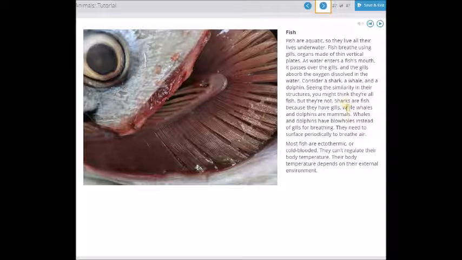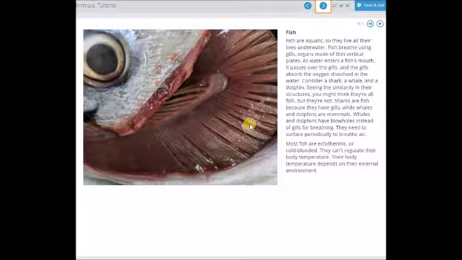Now consider a shark, a whale, and a dolphin. Seeing the similarity in their structures, you'd think they're all fish, but they're not. Sharks are fish because they have gills, while whales and dolphins are mammals. They have lungs. They breathe air, so they actually can't breathe the water. Okay, so whales and dolphins have to come up and breathe periodically.